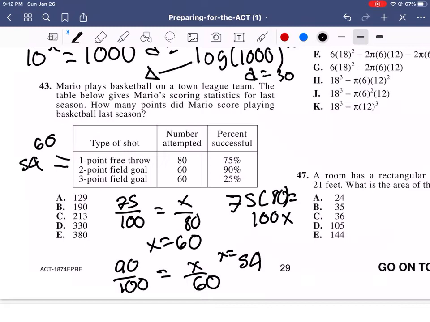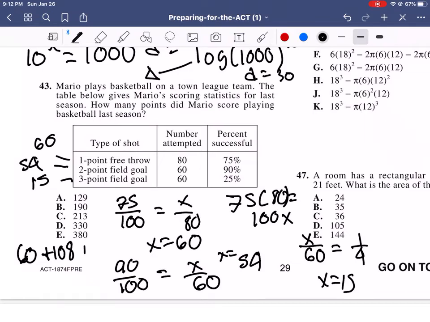And then 3 points. If he got 25% of 60 successful, so it's x over 60 equals 1 over 4, because 25 over 100 is 1 over 4. So 4x equals 60, x equals 15. Now I just multiply by the number of points, so 60 times 1 is 60. 2 times 54 is 108. And 15 times 3 is 75.